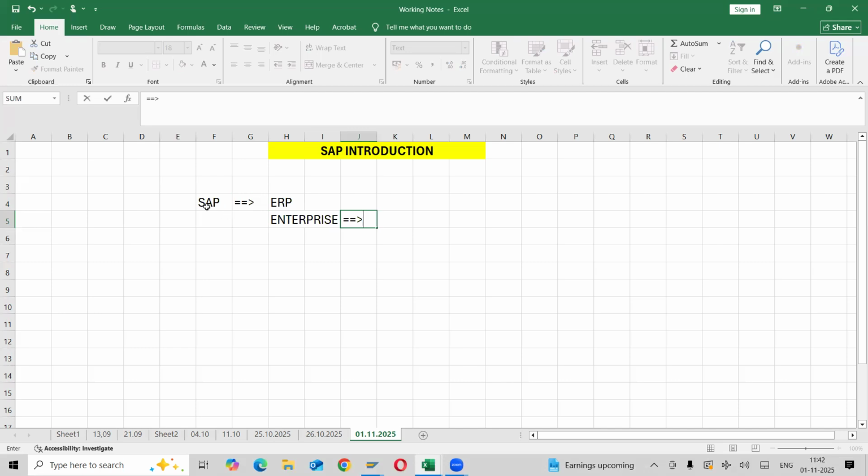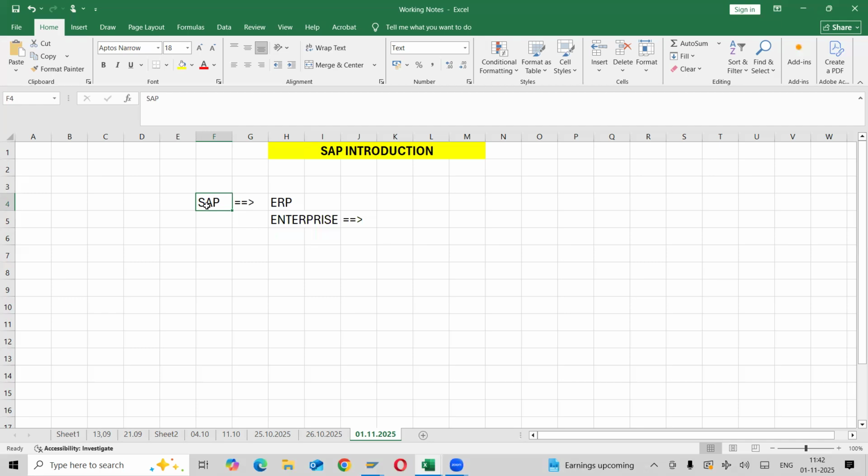SAP is the number one ERP, as I said. There are thousands of lakhs of ERPs in the market, but out of whatever ERPs are available, the number one ERP is SAP. First of all, before understanding SAP, what exactly will an ERP do, what kind of system is this ERP system, and why SAP is considered number one in the entire ERP sector? That we will discuss.